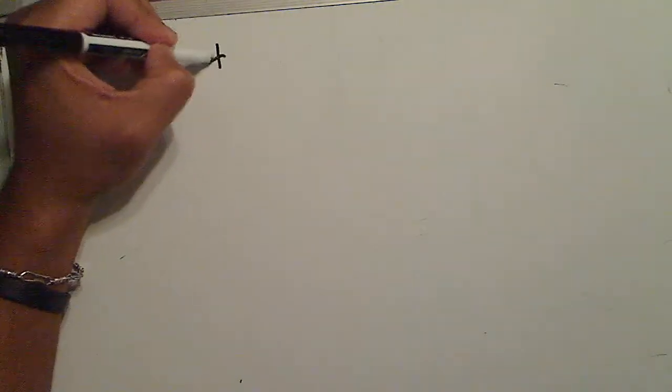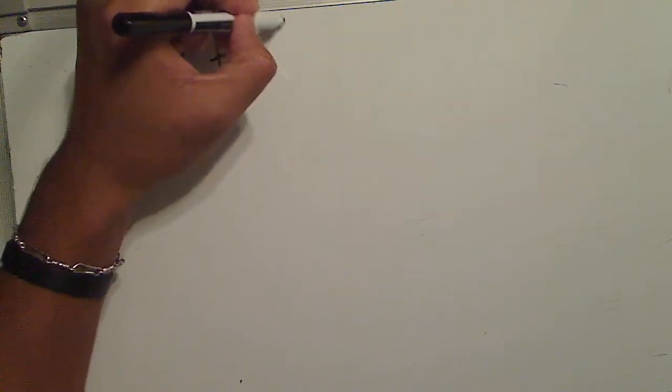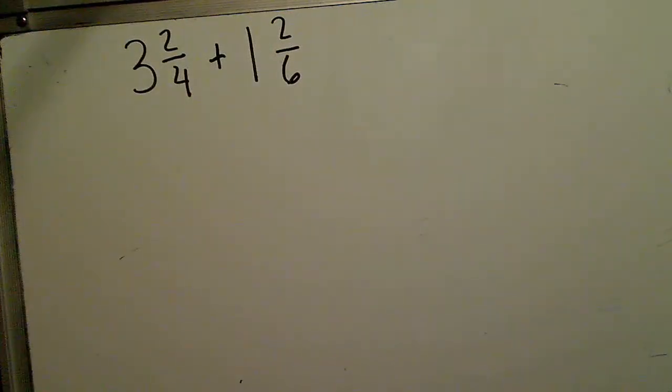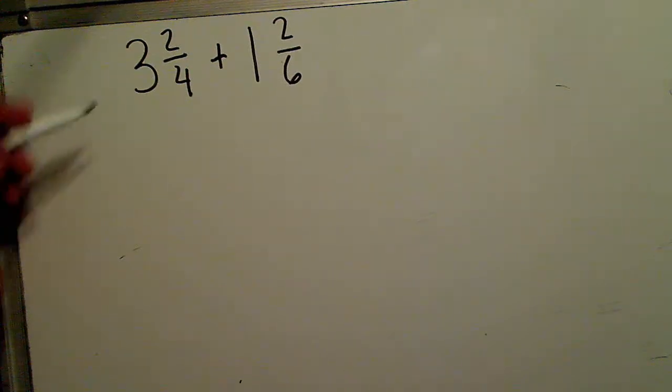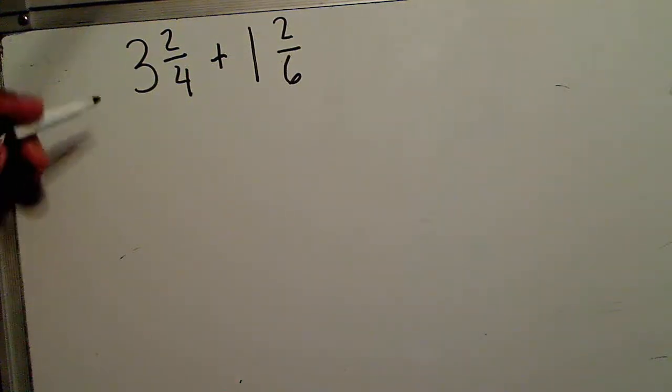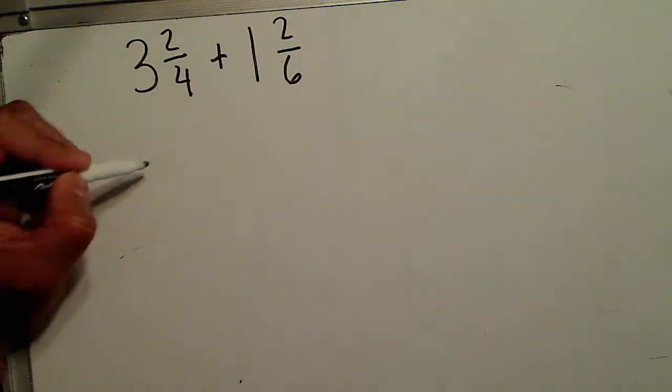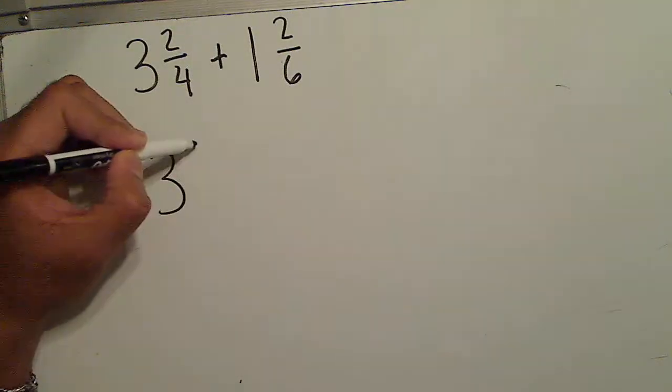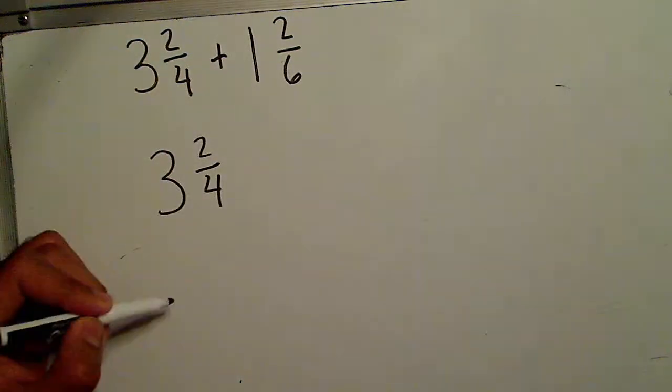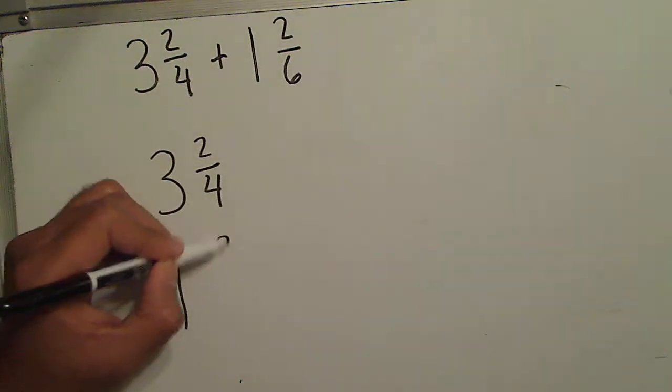Okay, so I'm going to show you how to add and subtract mixed numbers. So let's say, for example, you have a problem that's 3 and 2/4 plus 1 and 2/6. The process is still the same as if you're just adding fractions. These just have whole numbers in them. So first step is you first want to rewrite this vertically. So we have 3 and 2/4 plus our 1 and 2/6.